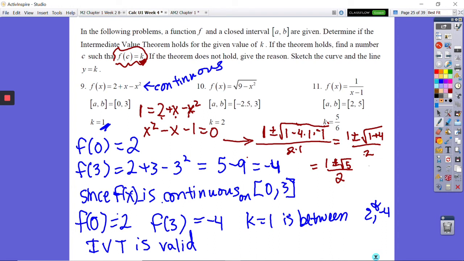The square root of 5 is bigger than 2. So 1 plus a number bigger than 2 is bigger than 3, and 3 divided by 2 is between 0 and 3. 1 minus a number bigger than 2 is negative, and so that will fall outside of this interval. So my answer for C is 1 plus radical 5 over 2, because the minus answer is not in that interval. C has to be in that interval, and so there I am. Then I'm done. So that's pretty intense.